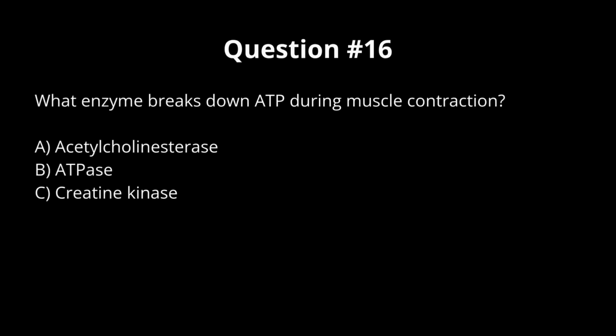Question number 16. What enzyme breaks down ATP during muscle contraction? A. Acetylcholinesterase. B. ATPase. C. Creatine kinase. The correct answer is B. Myosin ATPase splits ATP into ADP plus Pi, releasing energy to power cross-bridge movement.